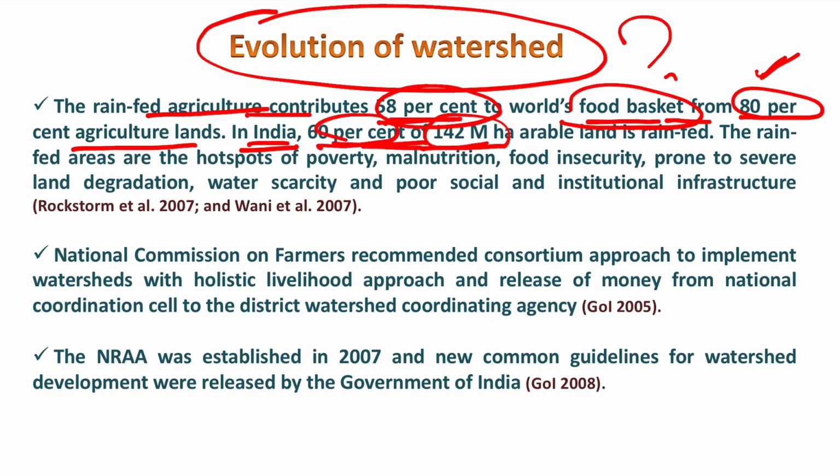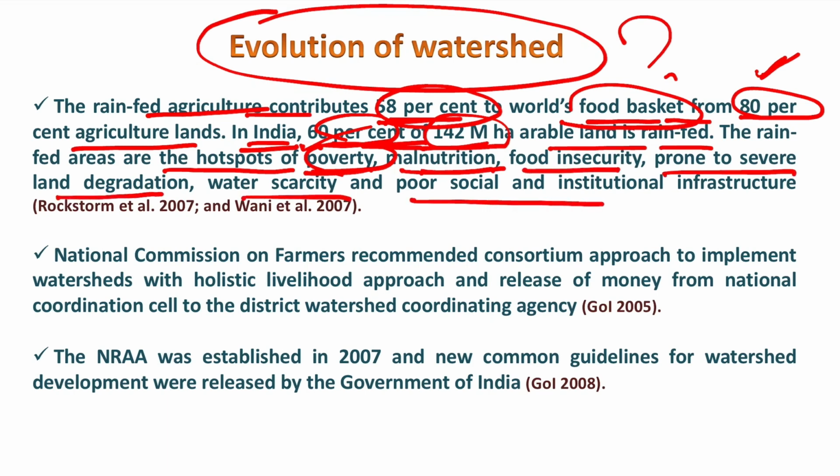From that, 60% of arable land is rain-fed, that is, under dry land. The rain-fed areas are the hotspot of poverty. In rain-fed areas, what are the situations? Poverty arises there, malnutrition, because there is less productivity in those areas. Then malnutrition, we can also find food insecurity, proneness to severe land degradation, water scarcity, poor social and institutional infrastructure.